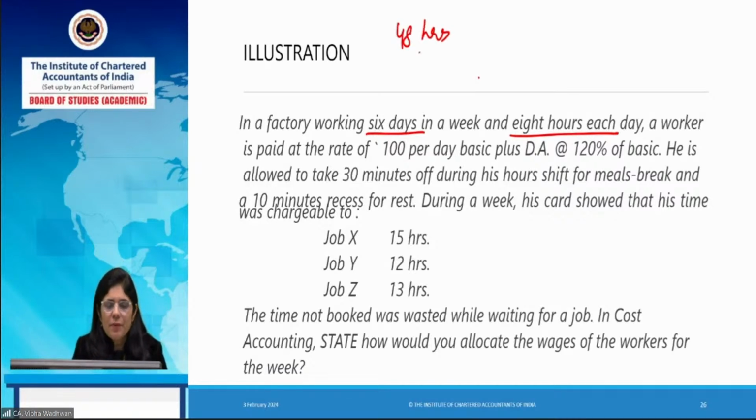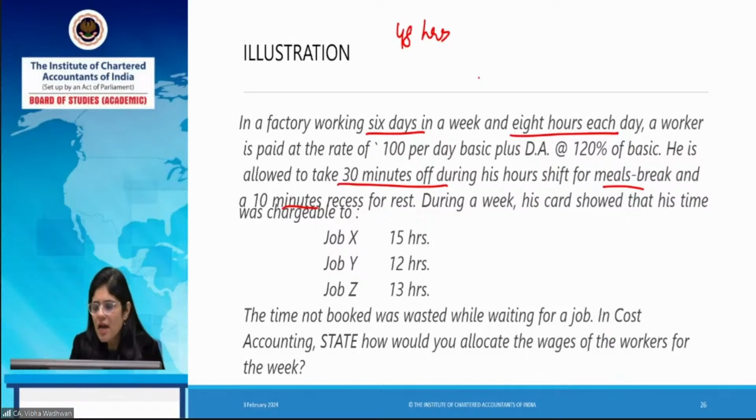A worker is paid at the rate of 100 per day basic plus DA of 120% of basic. He is allowed to take 30 minutes off during his shift for meal breaks, and 10 minutes recess for rest. So every day 40 minutes is break time.